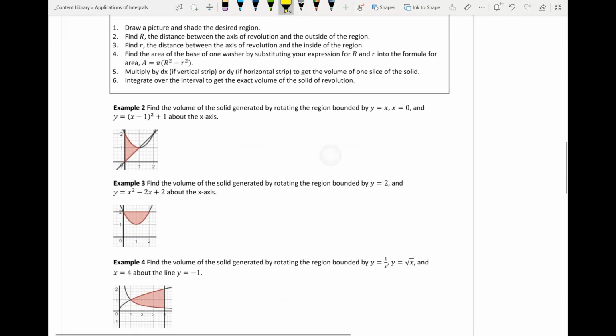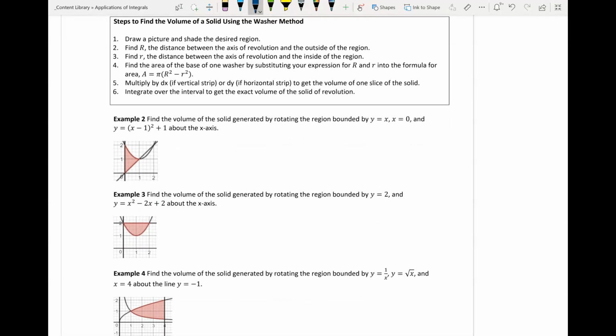So here are your steps to finding the volume of a solid using the washer method. First, draw a picture and shade the region that we're going to revolve. Then find R, the distance between the axis of revolution and the outside of the region. Then find the other radius, the smaller radius, and that's the distance between the axis of revolution and the inside of the region. Then find the area of the base of one washer by substituting your expressions for R and r into the formula for the area, multiply it by dx, and then integrate it.